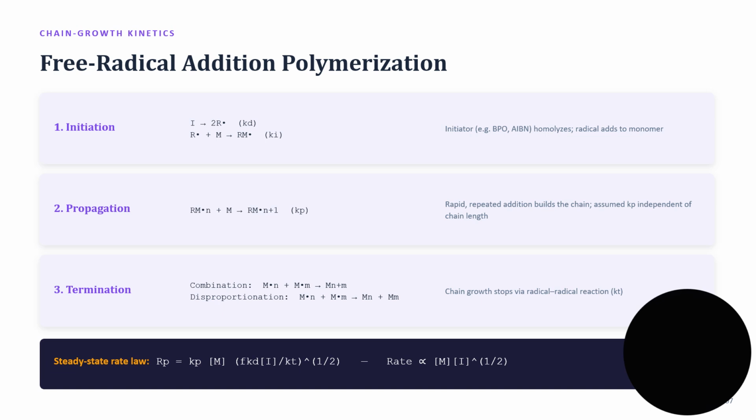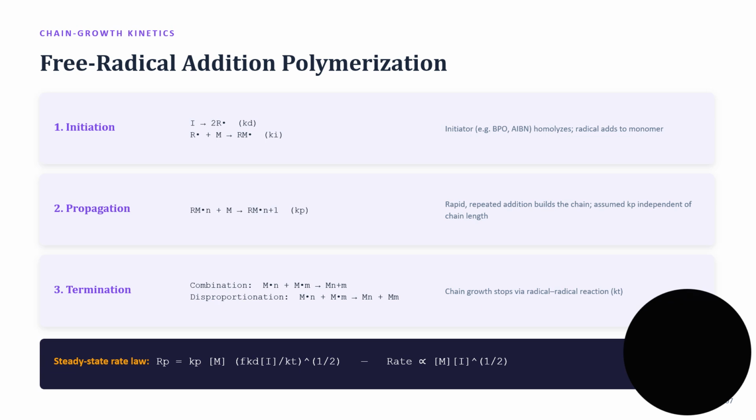That radical then adds to a monomer molecule to generate the first chain-carrying radical with rate constant ki. Step 2, propagation. This growing radical adds monomer after monomer extremely rapidly with rate constant kp. And a key simplifying assumption here is that kp is treated as independent of chain length, which makes the kinetics tractable.